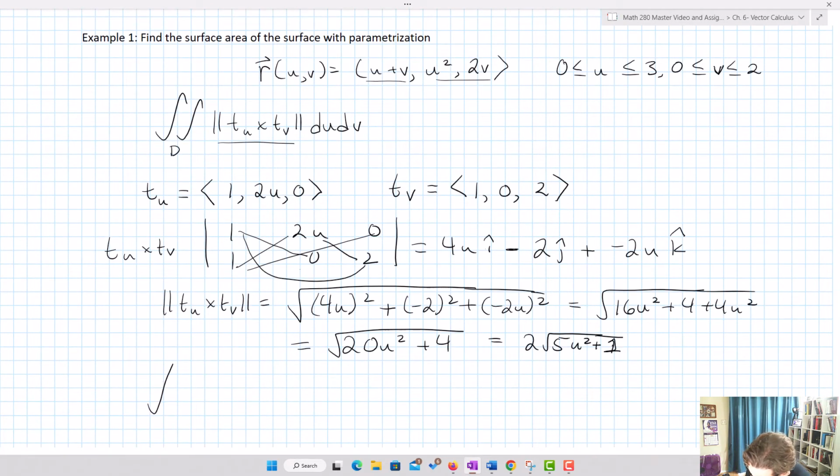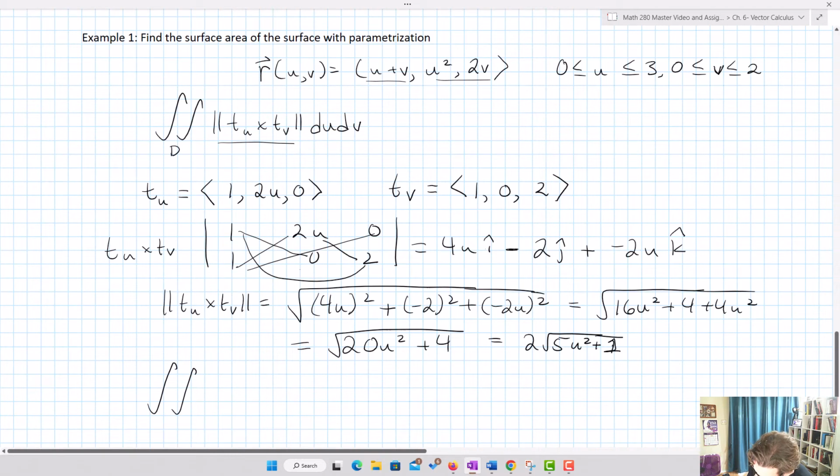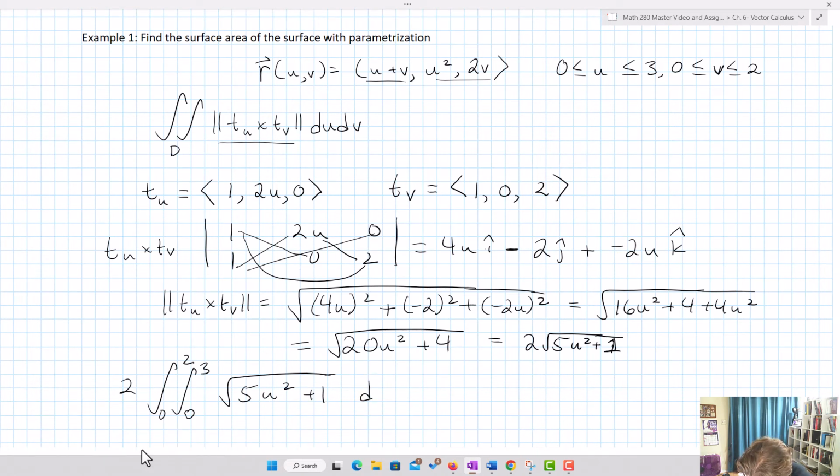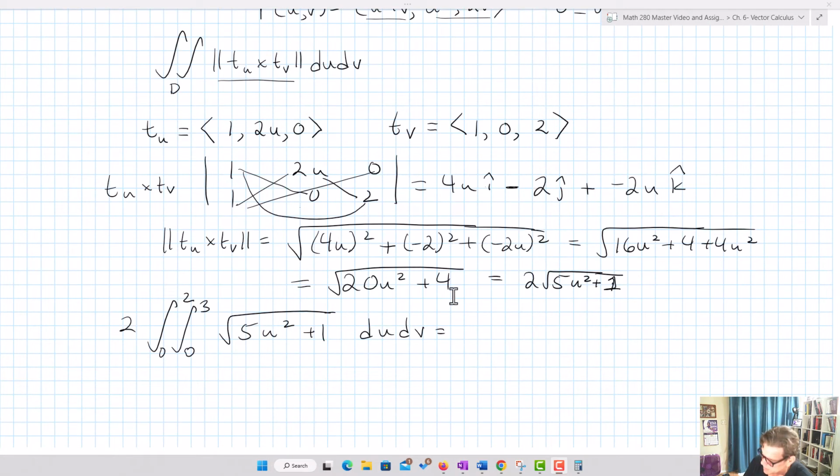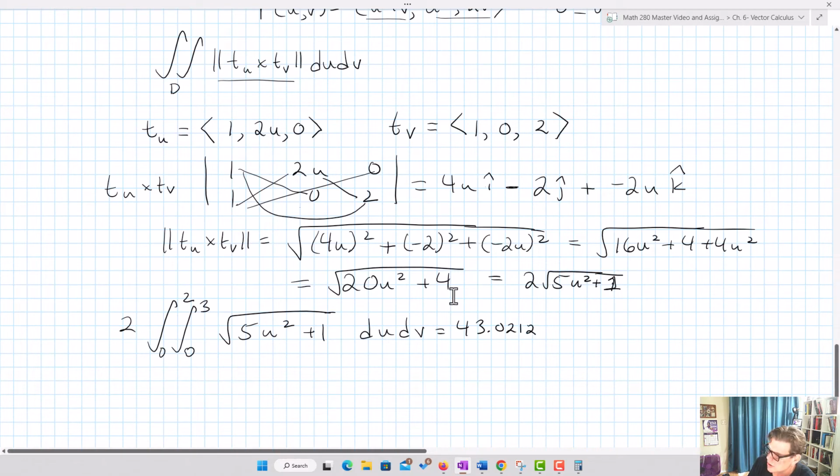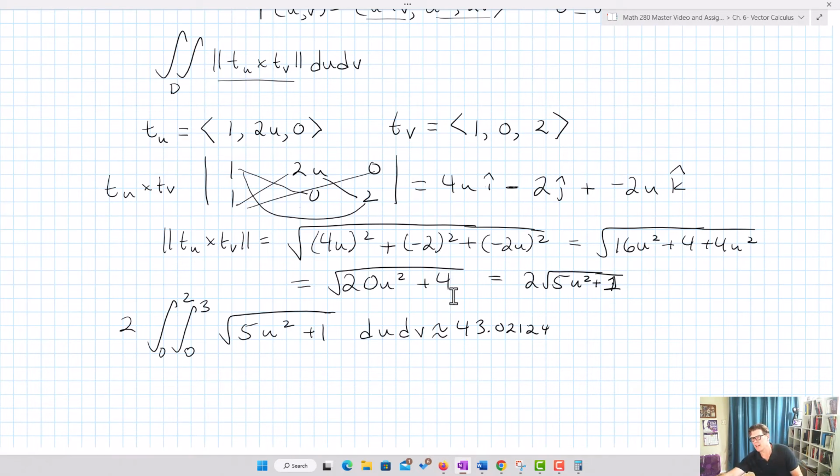I'm going to use that now to set up my surface area integral. So this is going to then be, we'll take it 0 to 3, and then 0 to 2. We'll do our u's first, and this will be 2 times the square root of 5u squared plus 1, with du dv. And then basically you'd use a trig substitution here. And that's going to end up being approximately 43.02124, accounting for some rounding. Essentially, you've got a trig substitution there, or you can actually notice that this is basically an arctan. Yeah, so there you are.